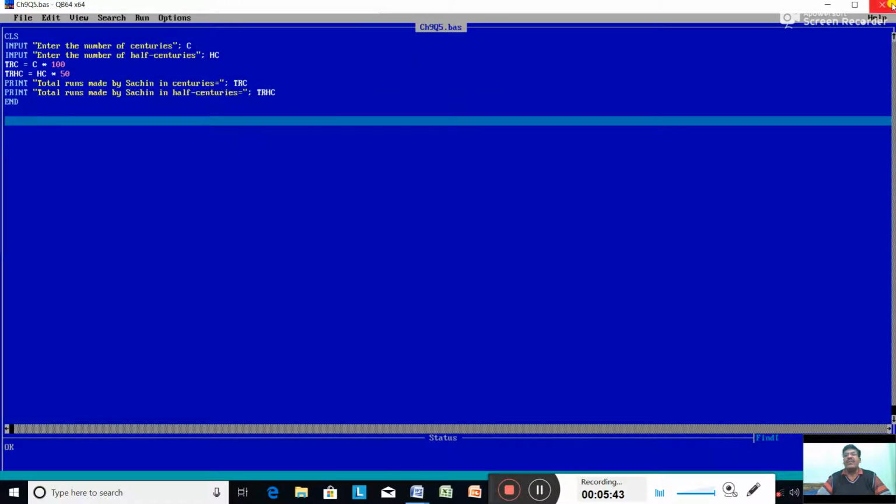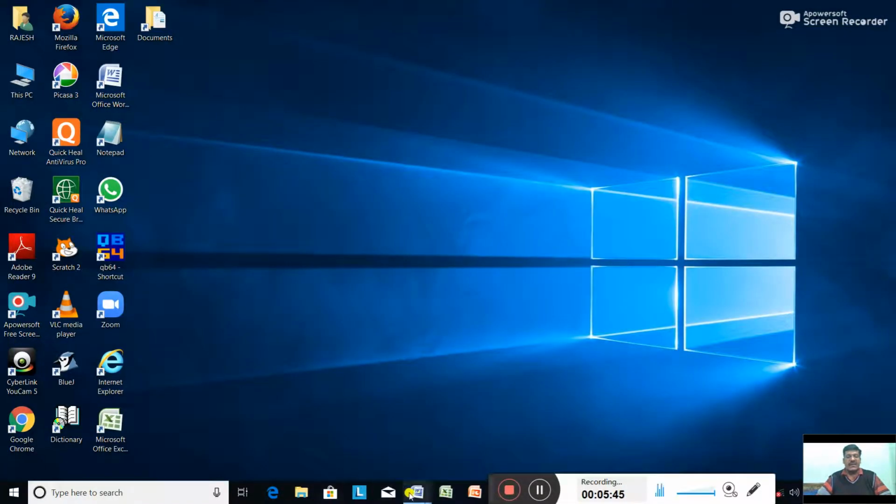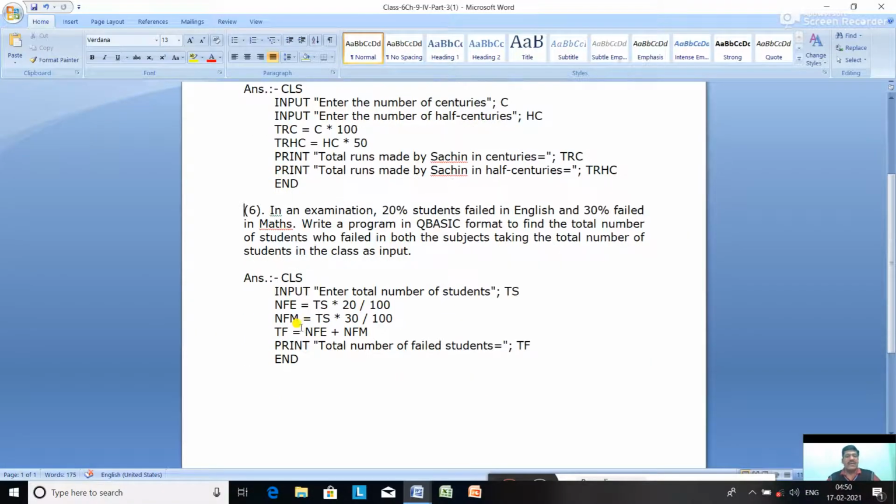Alright, now our next question is programming question number 6. In an examination, 20% students failed in English and 30% failed in maths. Write a program in QBasic format to find the total number of students who failed in both the subjects, taking the total number of students in the class as input. Okay, so 20% of the total failed in English and 30% of the total failed in maths.